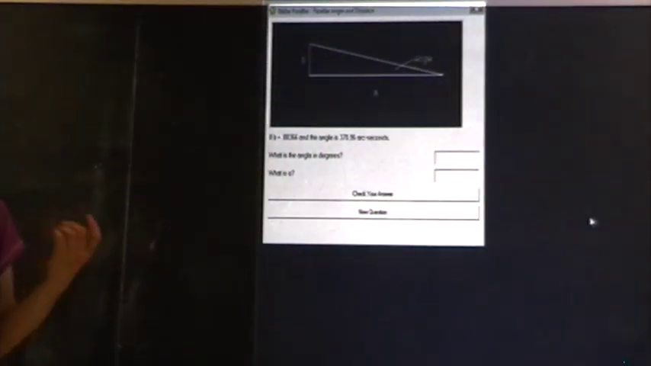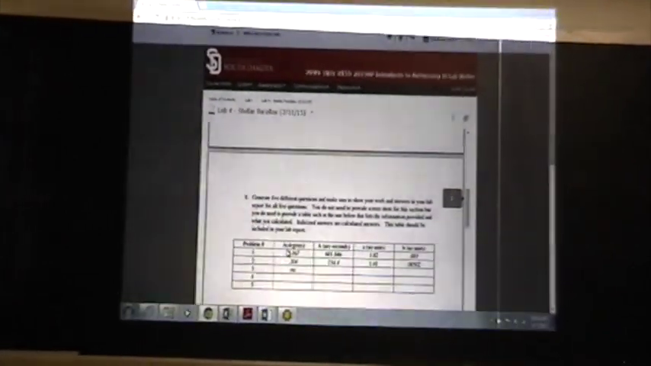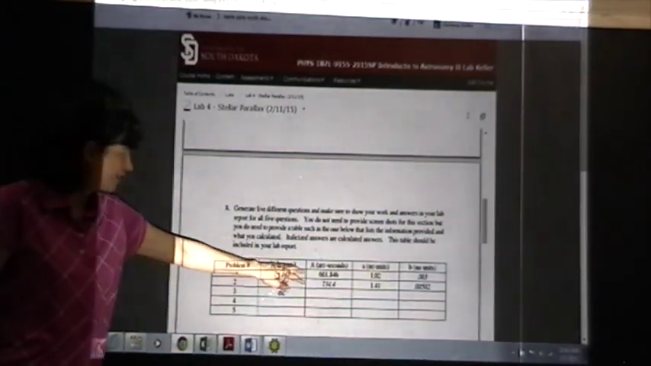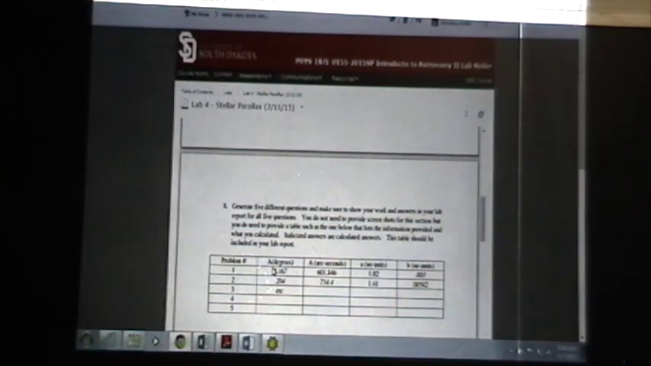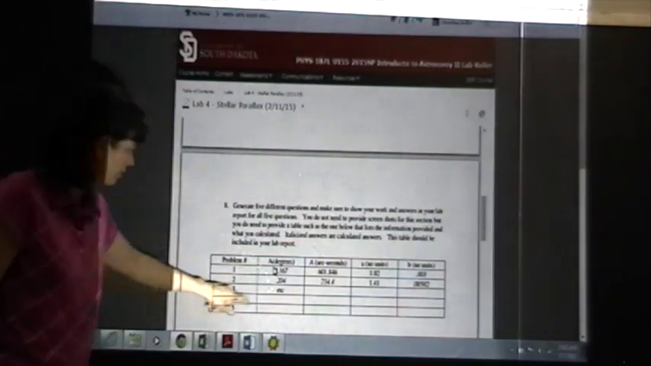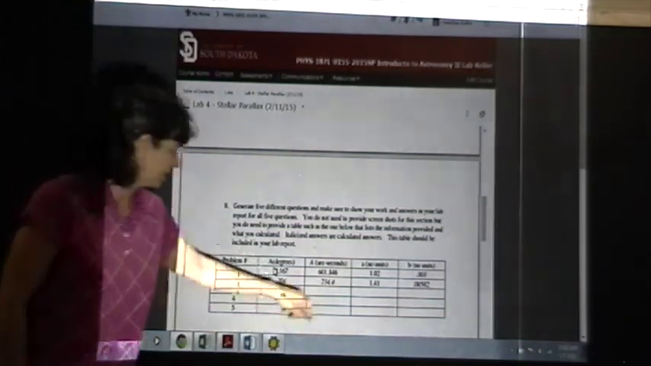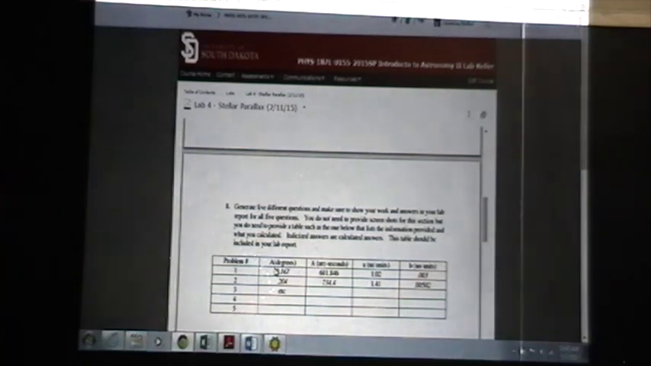When you perform this lab, I would suggest that you use a table as shown in the lab manual to help you keep track of things. So for example, problem 1: the angle, the arc seconds, the value for A and the value for B, and then just simply circle the answers that you had to calculate. So for this first one, you would circle the angle A here because that was the value you calculated, and you would circle this value for the side because that was the value you calculated.